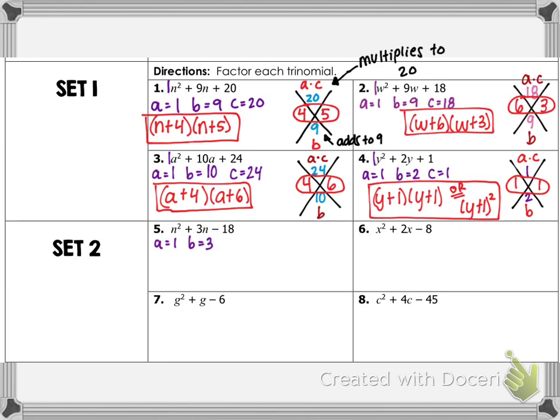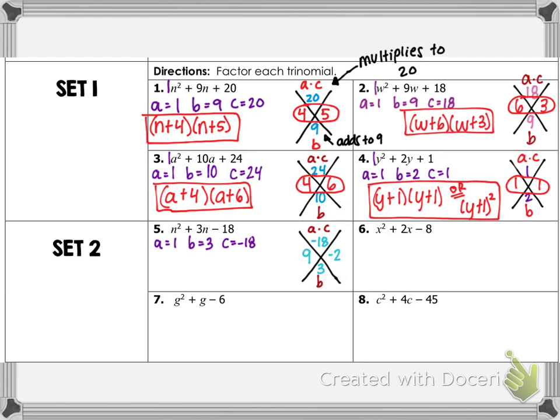Okay, let's label: a is 1, b is 3, c is negative 18. Draw the x. You're going to put a times c on the top and b on the bottom. So a times c, 1 times negative 18, so that's negative 18 on the top. Now we're trying to get to a negative 18 and get to a positive 3. So we have to think of a couple different factors of 18.